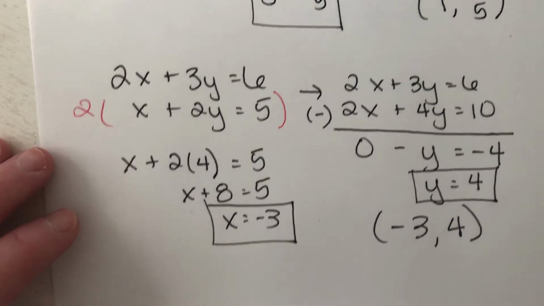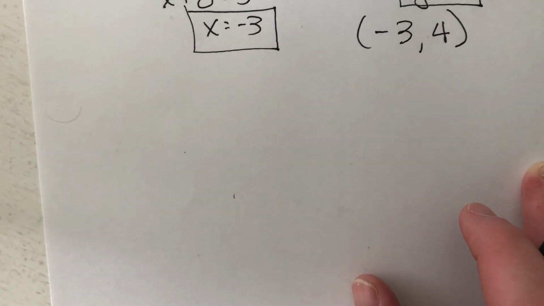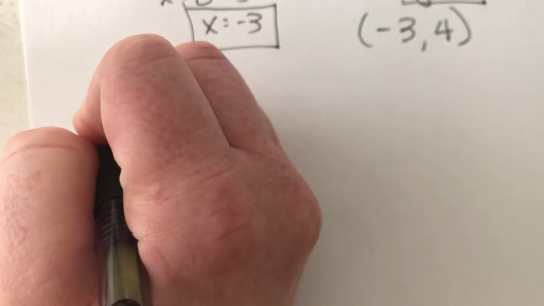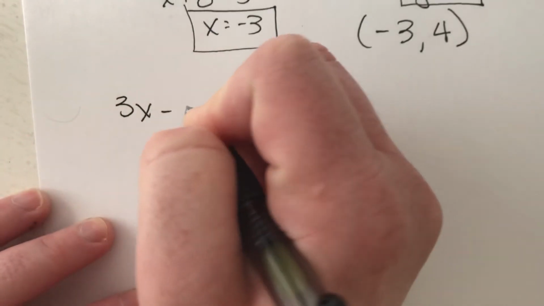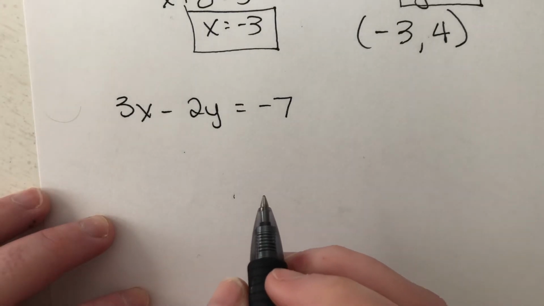Okay, let's do another one. Let's see if I can find one where we have to multiply both. These are all kind of easy, so you don't really have to multiply both. Oh, there's one. Okay, let's do 3x minus 2y equals negative 7. 2x minus 5y equals 10.